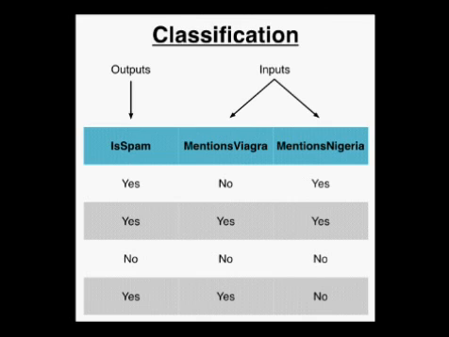And then the inputs here are also Booleans, and they're information about the email. They say, did this email at some point, say in the subject line or in the body, mention Viagra, or did it mention Nigeria? Most of us know that these are things that, unfortunately, are related to being spam. They tend to occur more often in spam than in not. So this is a question of how do we classify an email as spam or non-spam based on the contents of it.